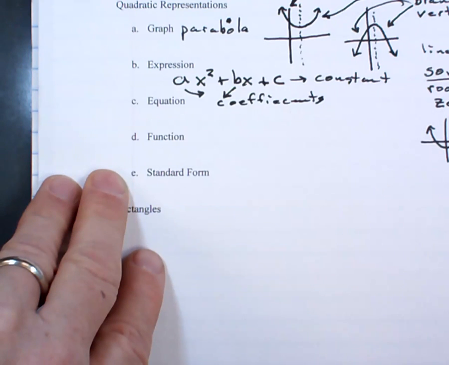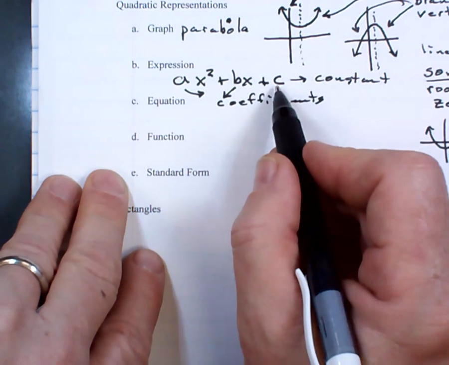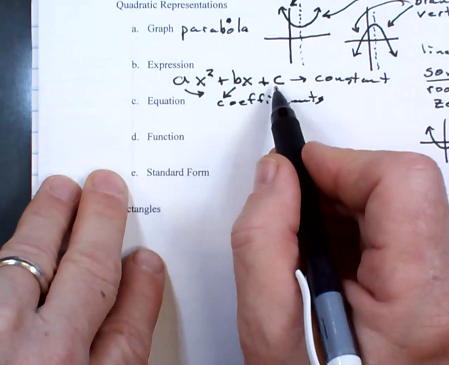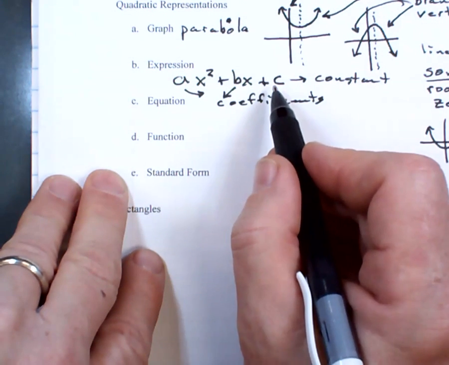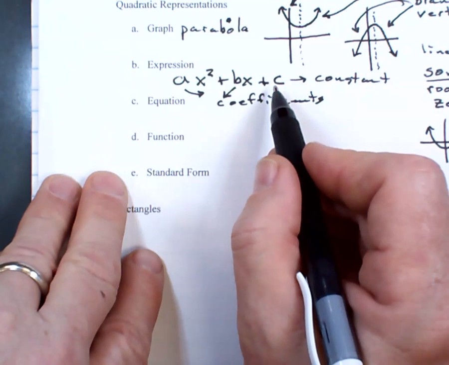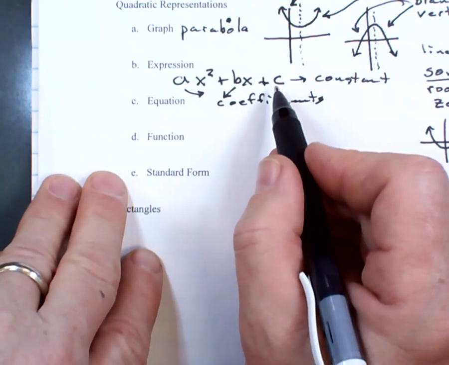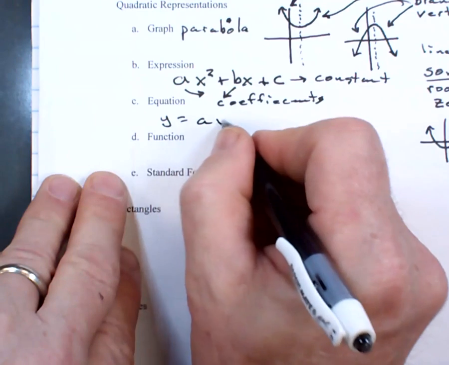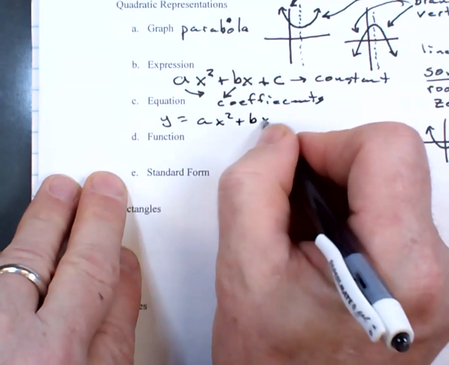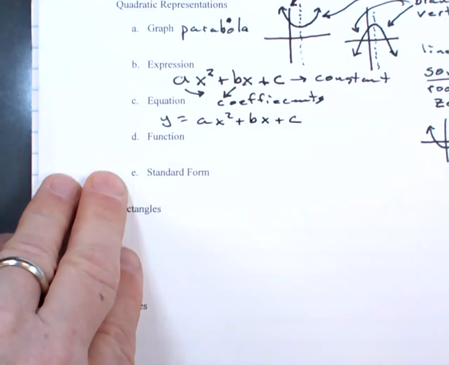Now, Lydia, suppose I have nothing there. You don't see a constant. It's blank. Guess what the constant is? 0. It's the most dangerous number out there. So 0 would be the constant. The equation looks like this: y equals ax squared plus bx plus c. I just make it equal to y.